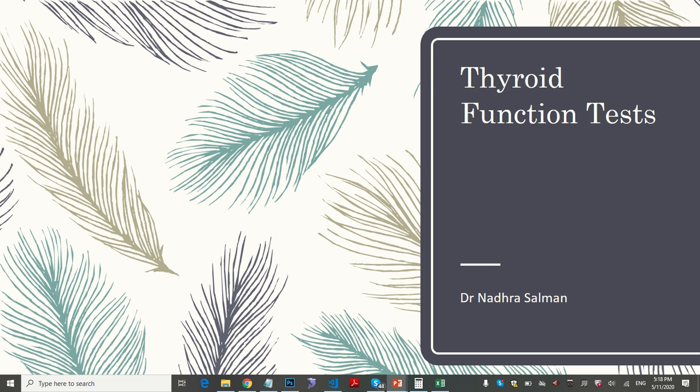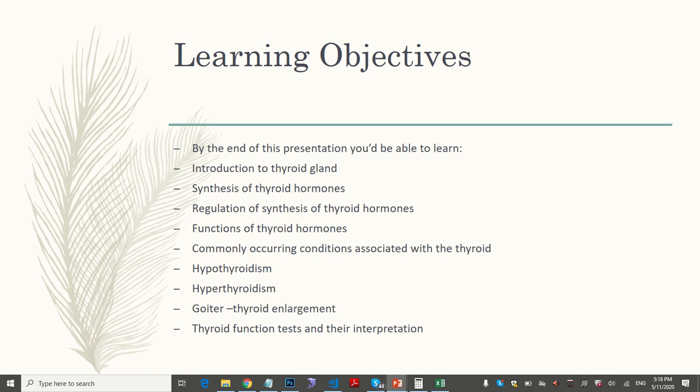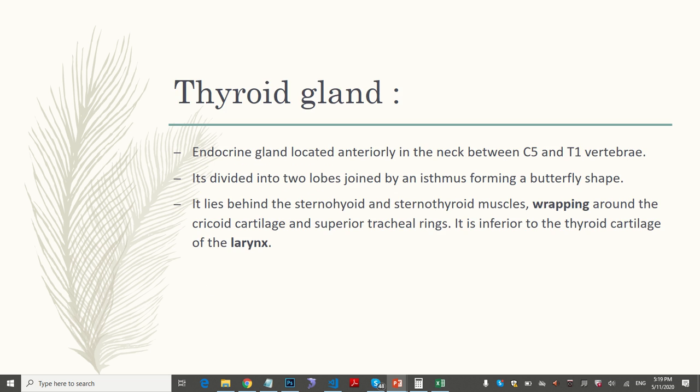The two labs from this endocrine module are the oral glucose tolerance test and estimation of blood glucose levels by glucometer. So the learning objectives here: as I walk you through the presentation, by the end of it you would be able to learn about the introduction to the thyroid gland, the synthesis of thyroid hormones, regulation of the synthesis of thyroid hormones, the function of thyroid hormones, the commonly occurring conditions associated with the thyroid, hypothyroidism, hyperthyroidism, thyroid goiter, enlargement of the thyroid gland, and thyroid function tests and their interpretation.